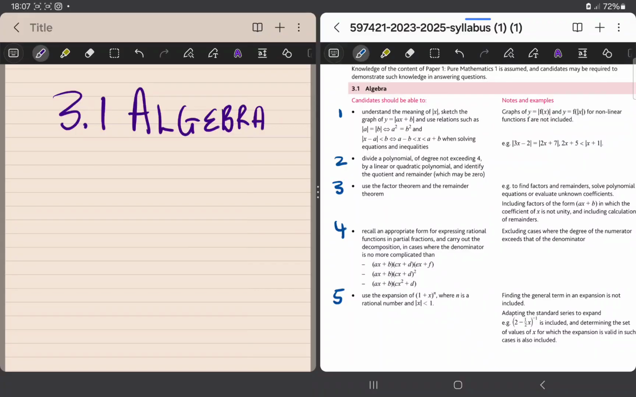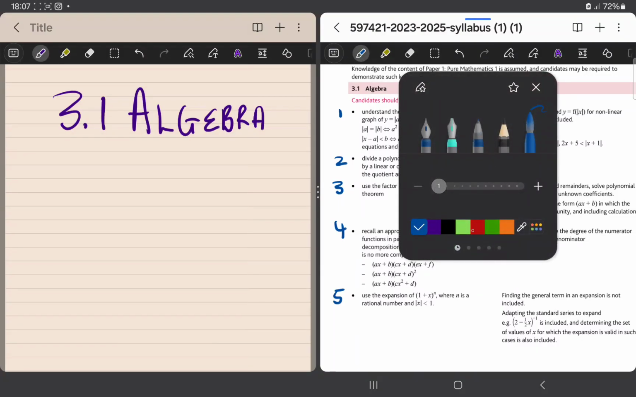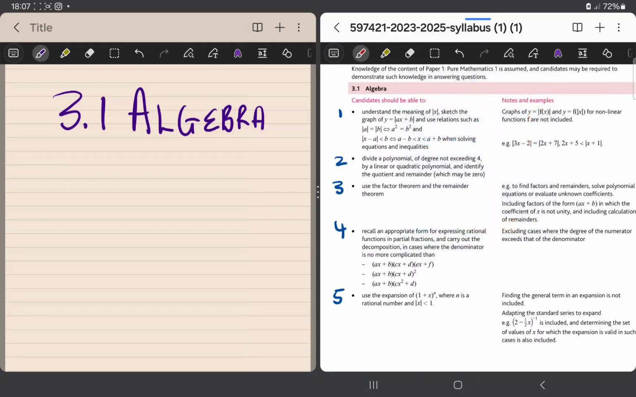It has 5 subtopics. Let us see what those subtopics are. We want to go through them one by one, and then we want to go to the next and the next and the next. So let's see. This one is saying, understand the meaning of this.